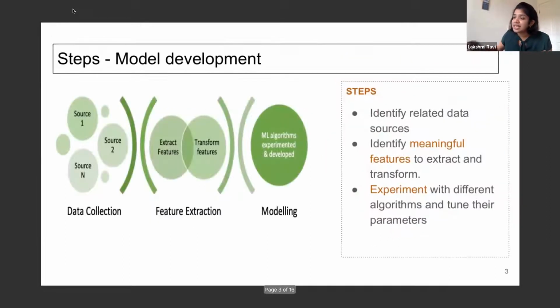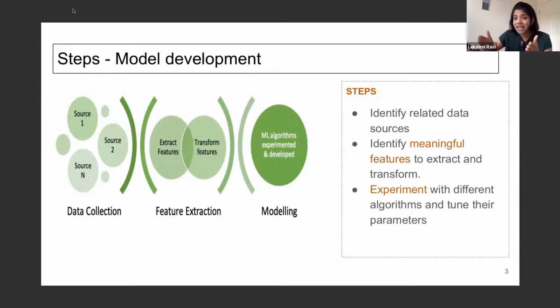So let's do a recap of the process of machine learning model development. As we all know, the first step is we look for related data sources and start the data collection process. The next step is to identify and extract the meaningful features and do the feature transformations on top of it. The final step is to experiment with different machine learning algorithms, such as regression or clustering, depending on the problem space and our problem definition, and finally release the model into production.